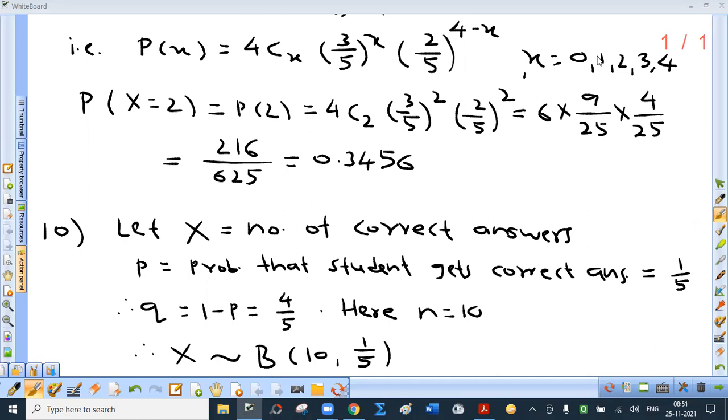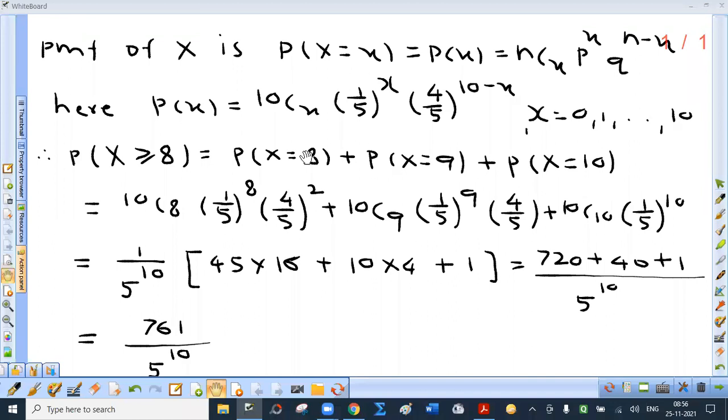Now in the beginning, it is said that the exam consists of 10 multiple choice questions. So n equal to 10. Therefore, the random variable follows binomial distribution with parameters 10, 1 by 5. So the PMF of X is what? P of X equal to x is nCx, p raised to x, q raised to n minus x. So P of X equal to x is 10Cx, (1 upon 5) raised to x, (4 upon 5) raised to 10 minus x, x goes from 0 to 10.